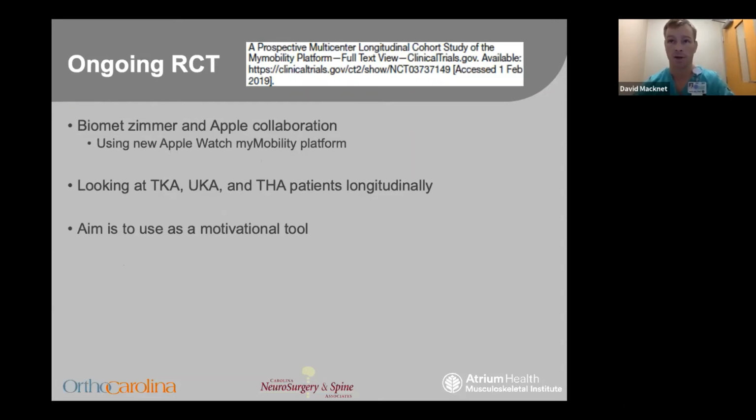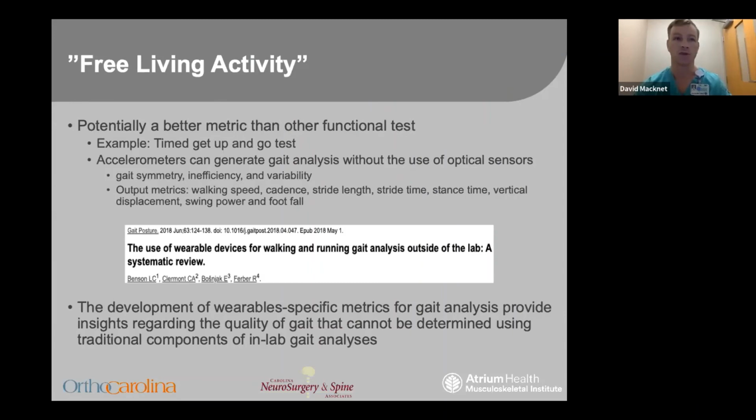There's currently a randomized control trial going on with Zimmer in collaboration with a new Apple Watch platform called My Mobility. They are following total joint patients longitudinally with the aim to use the watch as a motivational tool in the rehab process. From this data, we'll also be able to define normal postoperative trajectories and possible trajectories for patients with complications. As I mentioned before, free living activity analysis may be a better tool than in-person based metrics like the timed up and go test, which may not be that great at measuring.